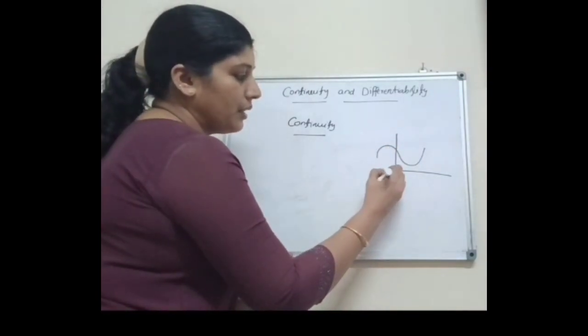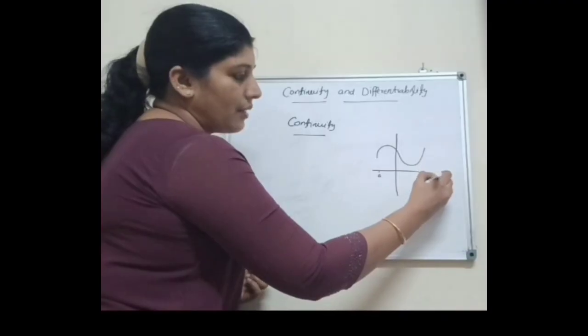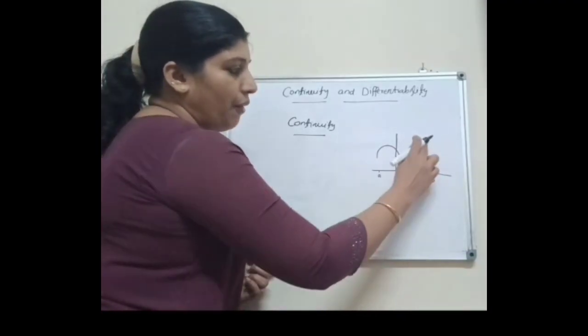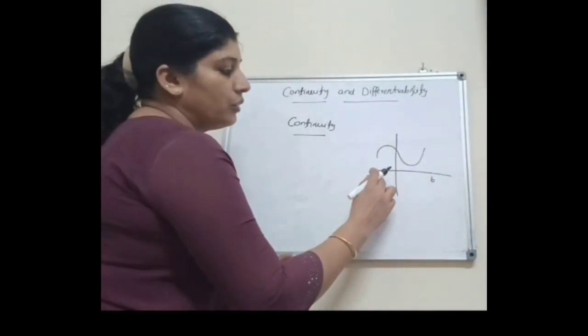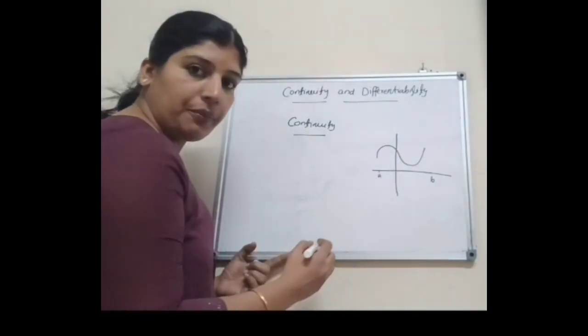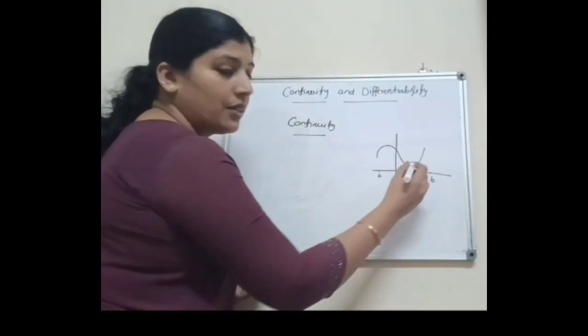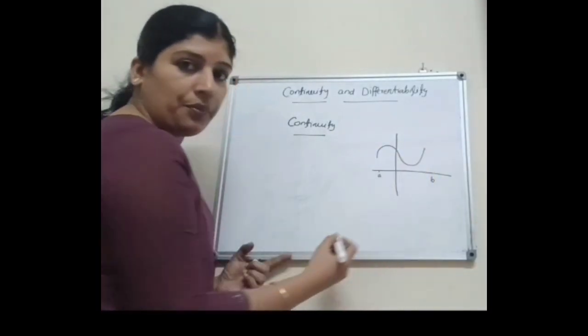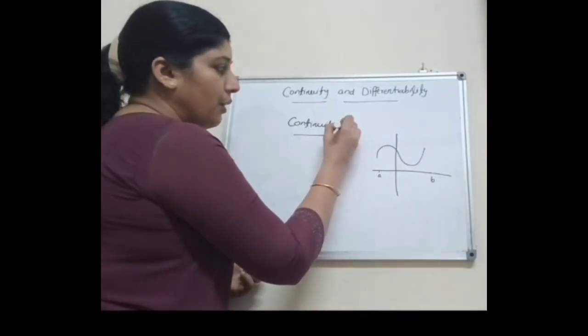Let us consider the points A and B on the x-axis. Here the function f of x is continuous at the points A and B. That means it has no break point. It is moving continuously. That is the continuity of the function.